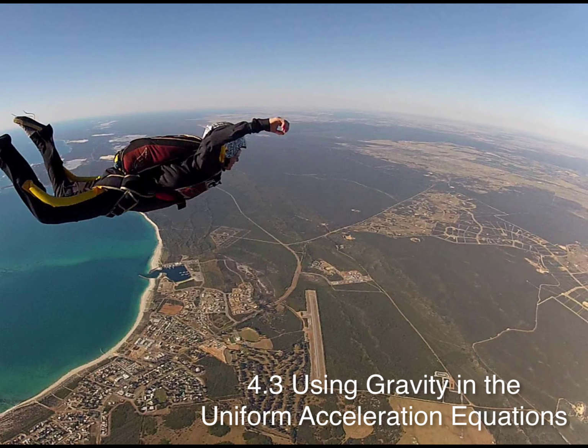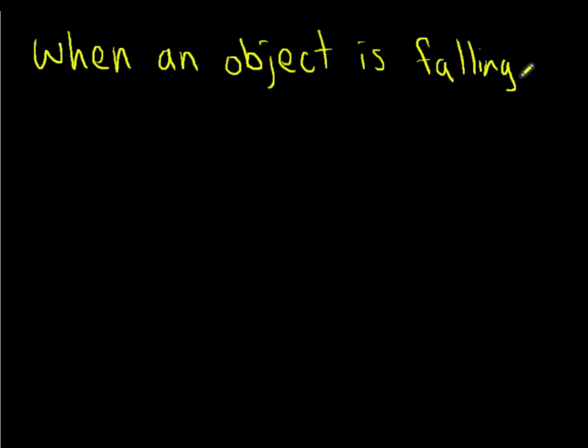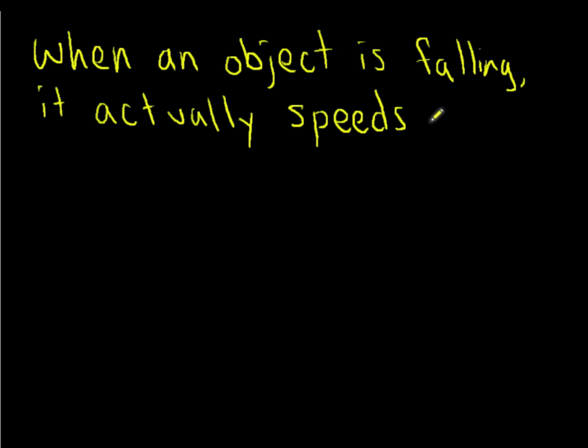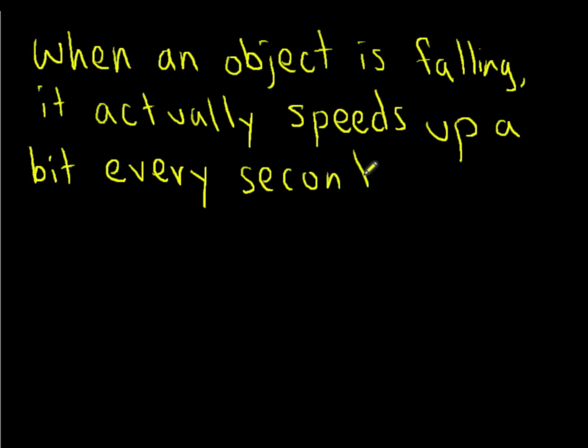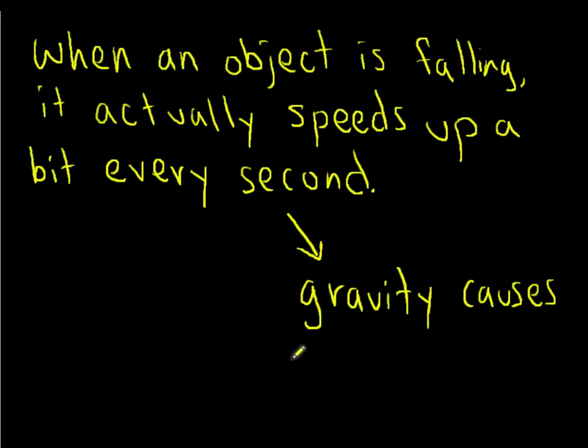4.3. Using gravity in the uniform acceleration equations. When an object is falling under the influence of gravity, it actually speeds up a little bit each second. In fact, it speeds up about 10 meters per second each second. This is because gravity is a type of acceleration. Gravity causes acceleration.